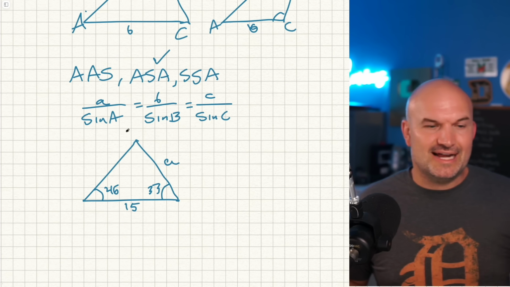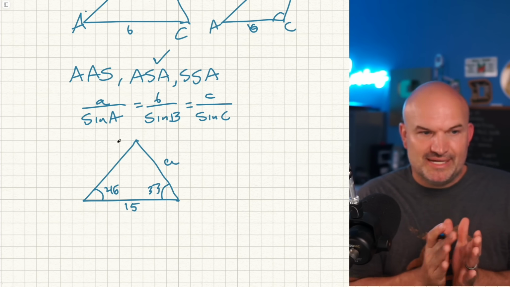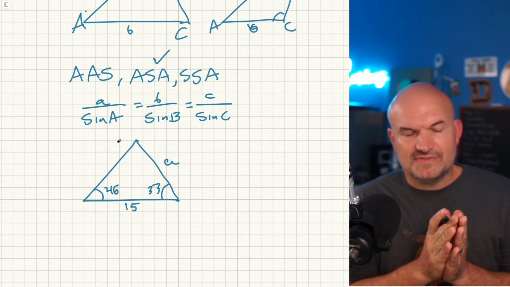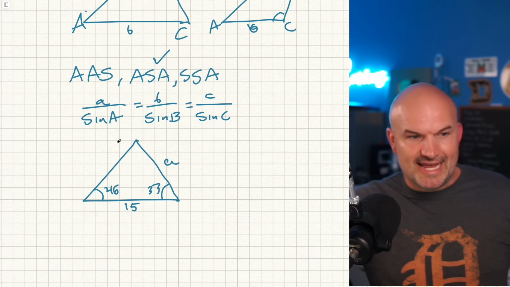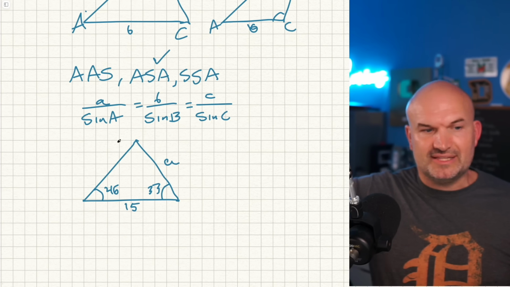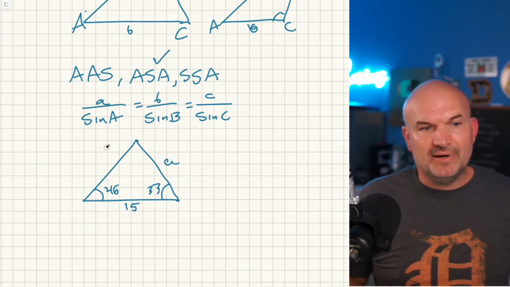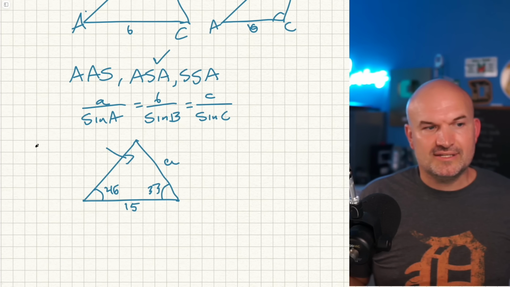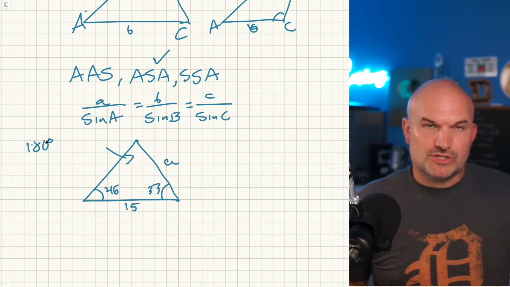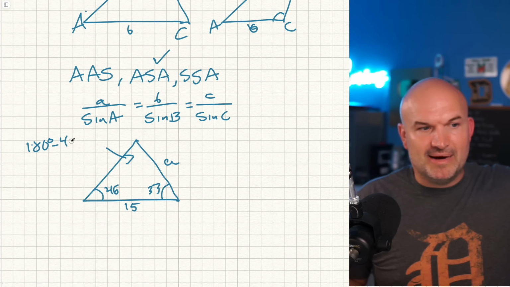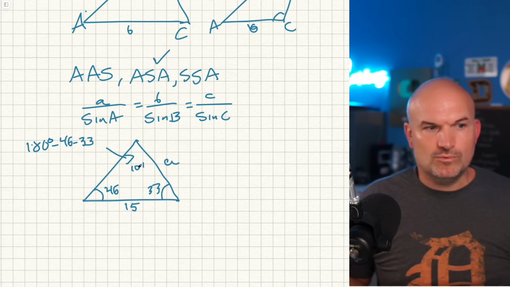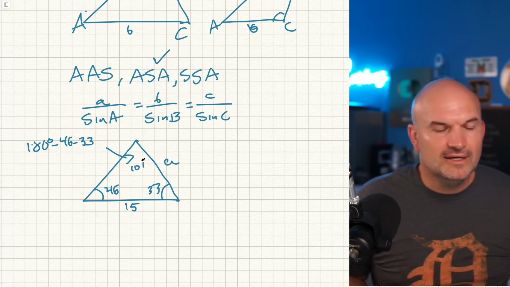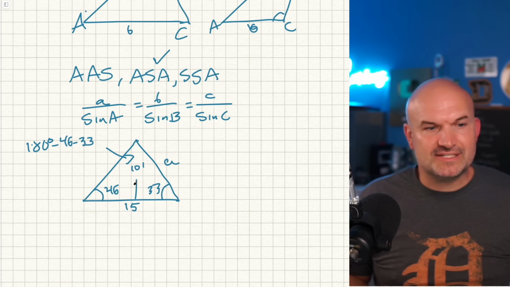So how do we set this up? Because the problem is, when doing the law of sines, I have to have a proportion. I have to have its side length opposing its angle, or its angle opposing its side length. I don't have any of them, but I can figure out what this angle is, because that's going to be 180 degrees, which all the angles in a triangle add up to, minus 46 minus 33. And that's going to be 101. So now I have this comparison.